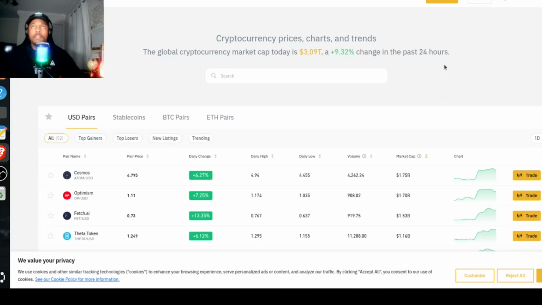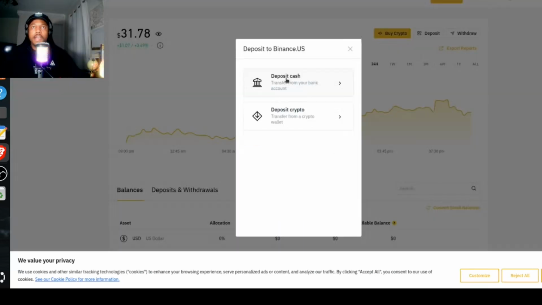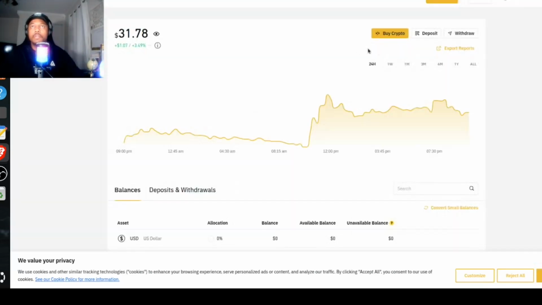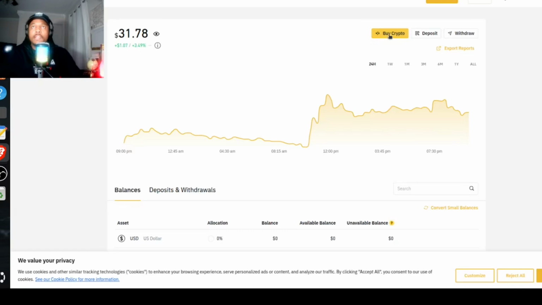Boom, now you're in. You create your account. When you come in here, you'll have a wallet where you can deposit cryptocurrency. You can deposit cash. You can link your bank account, transfer from a cold wallet or a hot wallet, or even another exchange. Then you have the withdraw feature. Same thing: withdraw to your bank account or to your crypto wallet.